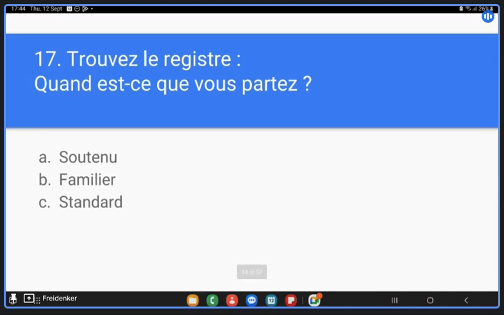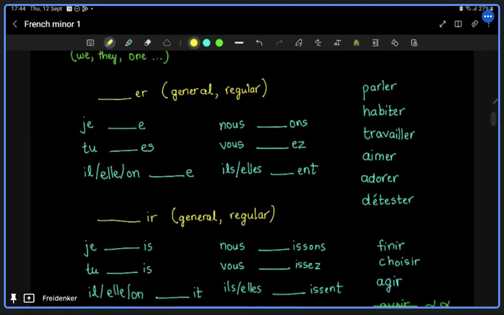Whenever you have est-ce que, it means it is standard. Standard, est-ce que. Quand means when. When are you leaving, basically? When is it that you are leaving? Or when are you leaving? Familier means you simply use intonation. You write the sentence and put a question mark at the end. That is familiar. Soutenu means when you do inversion. So in inversion, let me give one example. The same example.